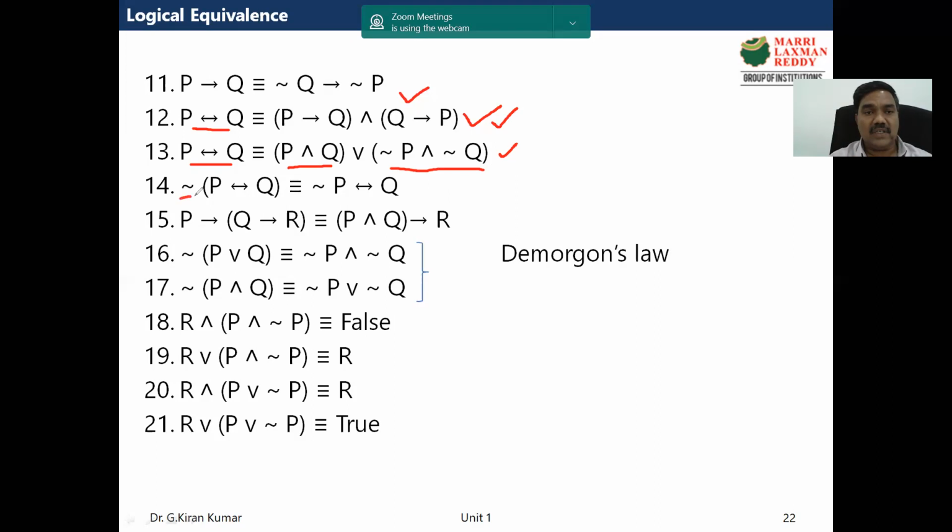Here this negation is applicable for the whole of P bi-implies Q, whereas here this negation is applicable only for the P. Okay. Next, P implies (Q implies R) is logically equivalent to (P and Q) implies R.